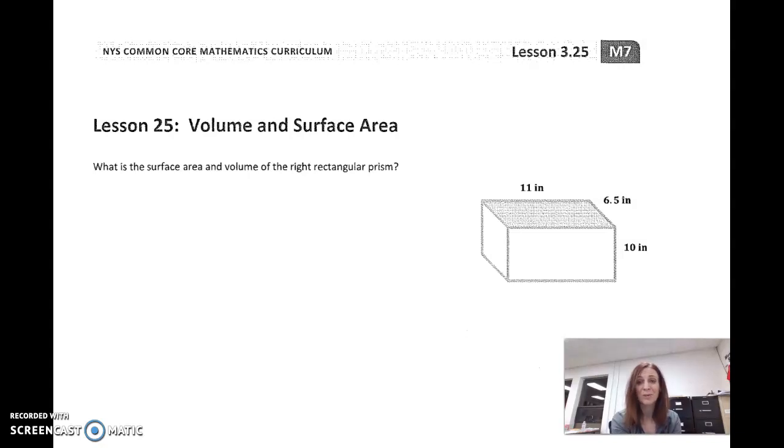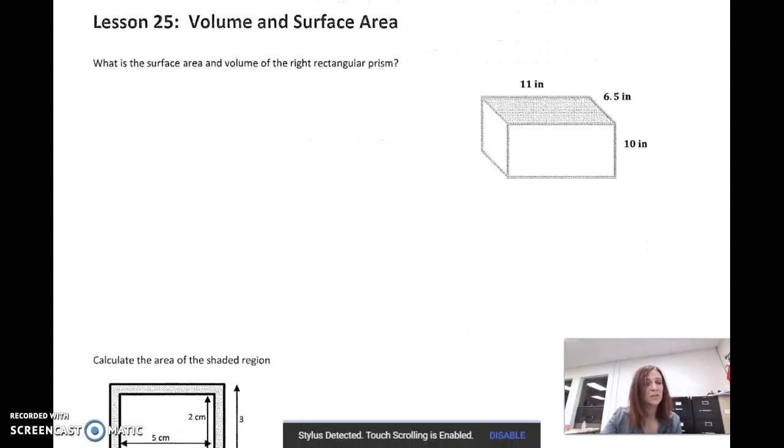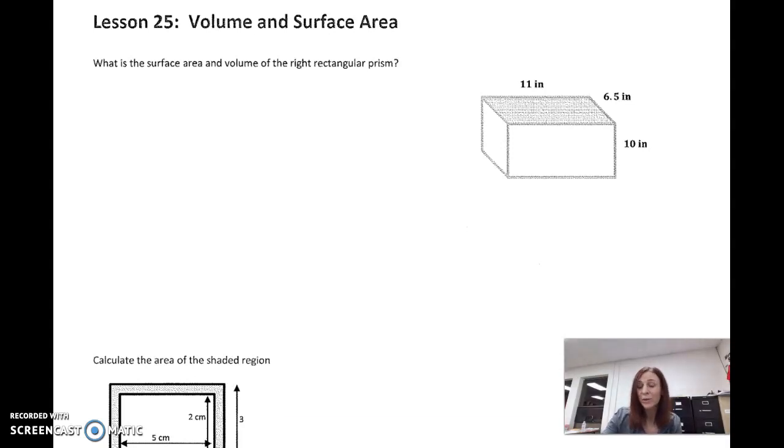Lesson 25 in Module 3 now is on volume and surface area. Okay, so we spent a lot of time working on surface area. We spent a little bit of time working on volume. Now let's put them together to make sure we really truly understand them. So it says, what is the surface area and the volume of the right rectangular prism right here?